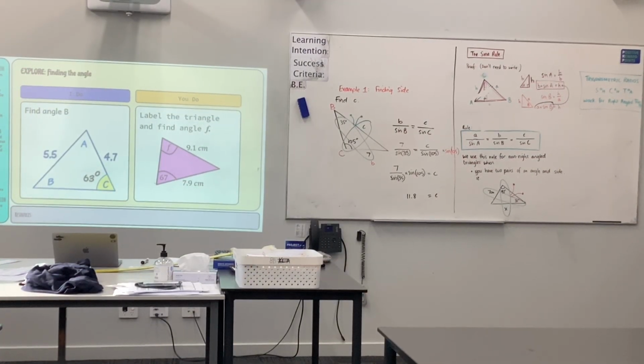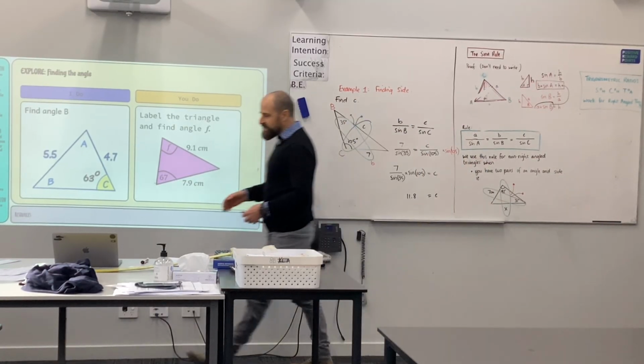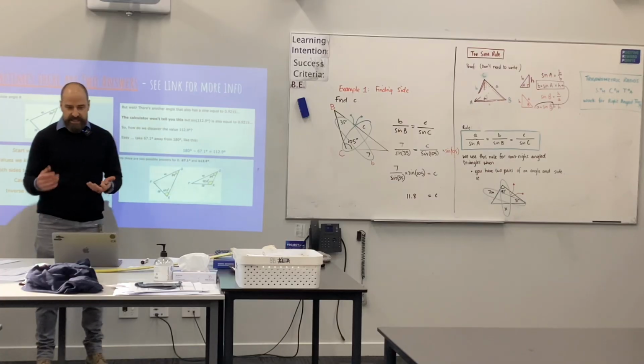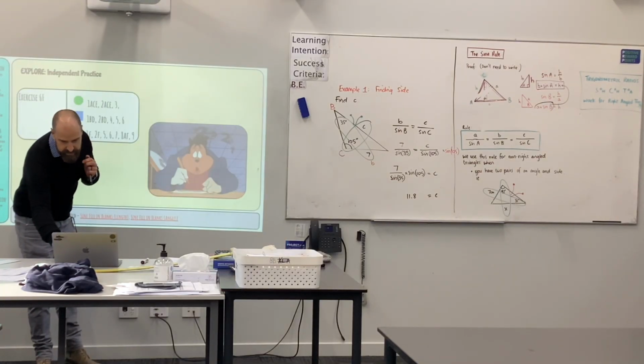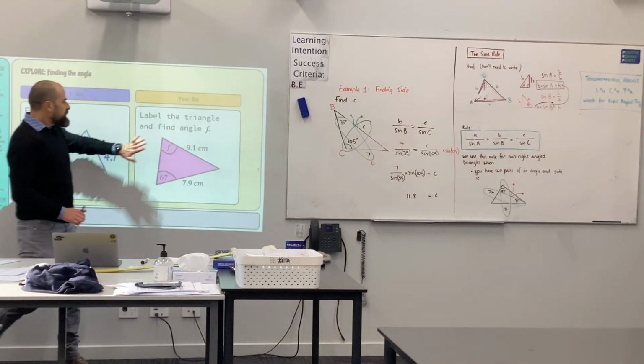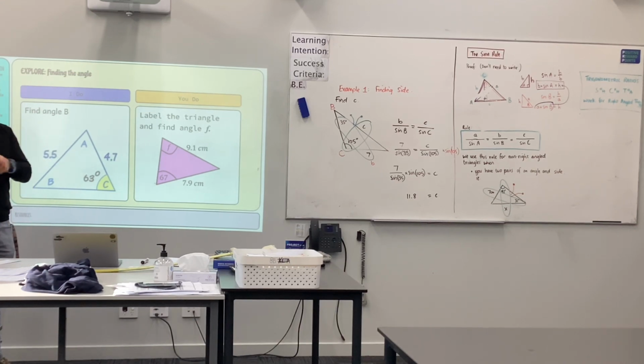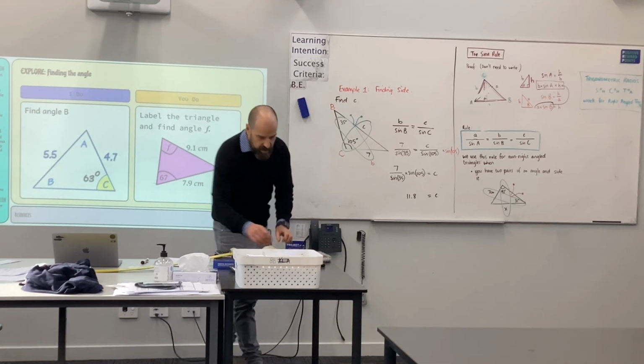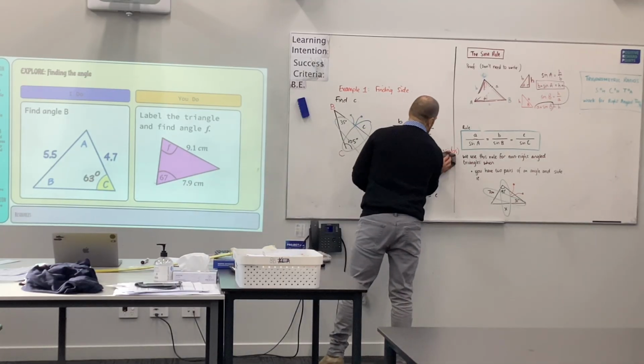Okay, so the first example that we saw is when we're finding a side length. We're going to have a look at a second example now. Just like when we did right angle triangles, we could find side lengths. We could also find angles. When we're using the sine rule, we can find side lengths or we can find angles. Let's work through this second example on the board and then you can have a go at one yourself.